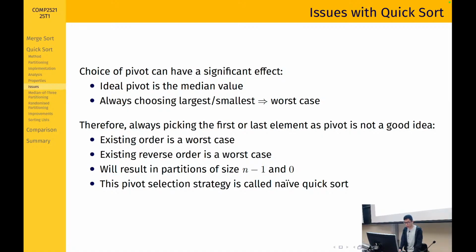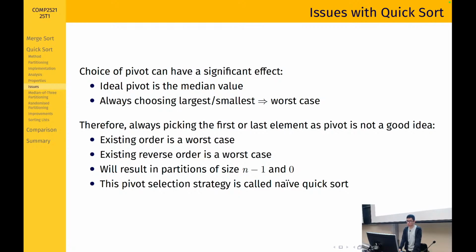And that's why always picking the first or last element, the leftmost or the rightmost element, as the pivot is not a very good idea. Because first of all, if your array is already sorted, and that can be a pretty common case in real life situations, having a sorted array is a worst case. Having a reverse sorted array is also a worst case, and you're going to end up with quicksort taking quadratic time, O(n) squared.